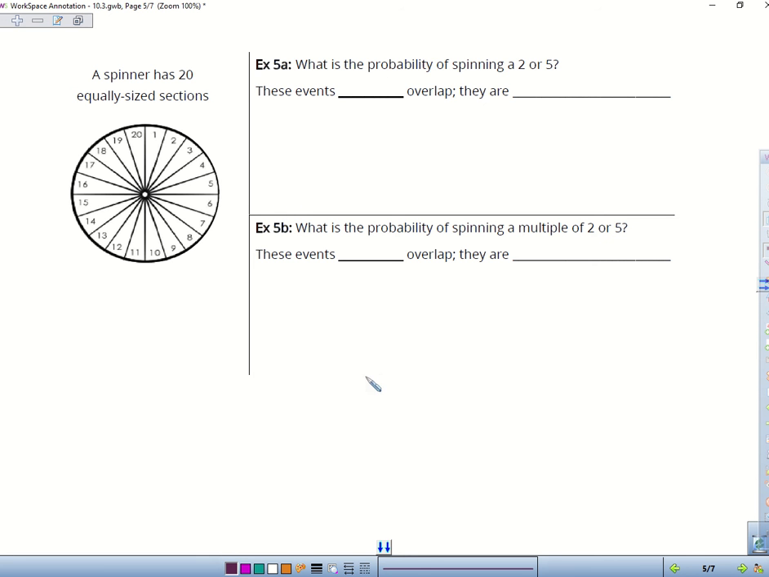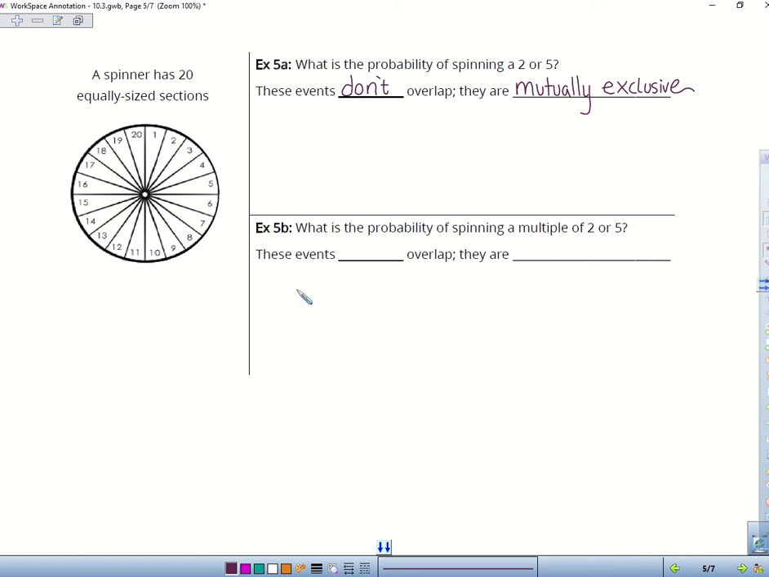So, the probability of spinning a 2 or a 5. Is there ever a chance where you can spin something once that is both a 2 and a 5? No. So these events don't overlap, which means they are mutually exclusive. These are mutually exclusive events, okay?